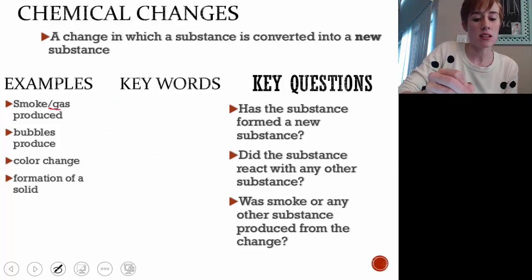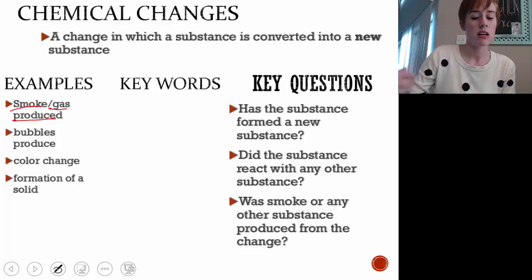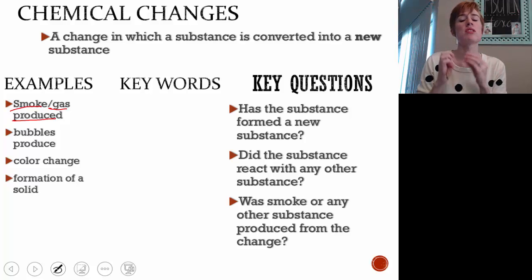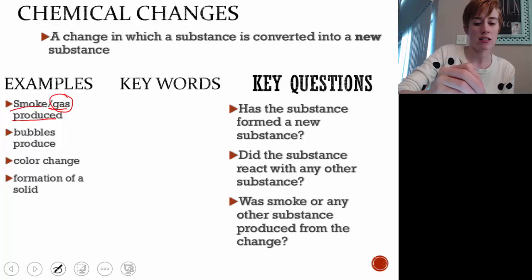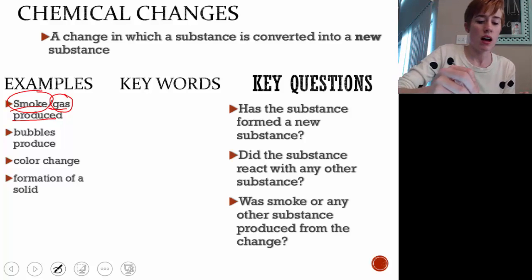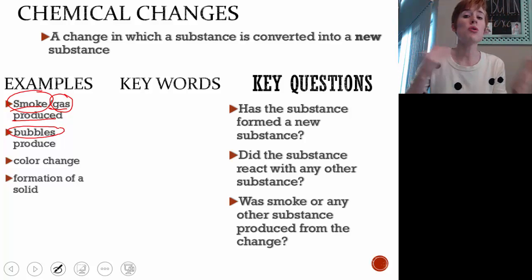If gas or smoke is produced, then that's an example of a chemical change. The only difference is that if gas is produced because something's boiling, that's not a chemical change, because those bubbles still hold the same exact molecule, it's just in a different state. However, if a new gas or new smoke is produced, then that would be an example of a chemical change. Same thing with bubbles. If new bubbles are produced.